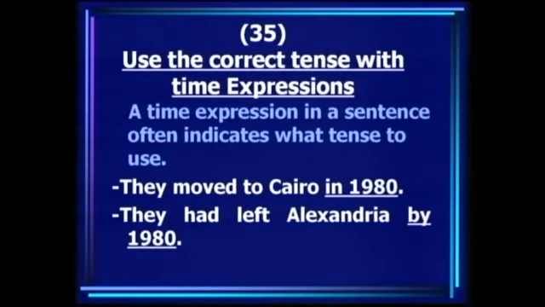على سنة يعني by the time it was 1980، يعني قبلها، كانوا هم سابوا اسكندرية. يبقى ايه؟ حاجة حصلت قبل 1980. يبقى by 1980 معناها ان حاجة حصلت قبل كده، يبقى استعمل ال past perfect tense. They had left Alexandria by 1980.